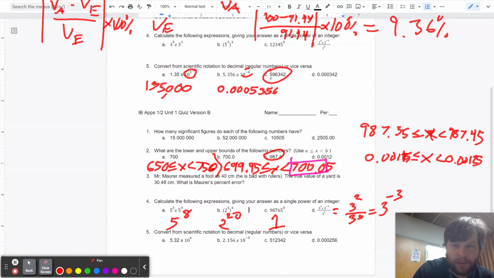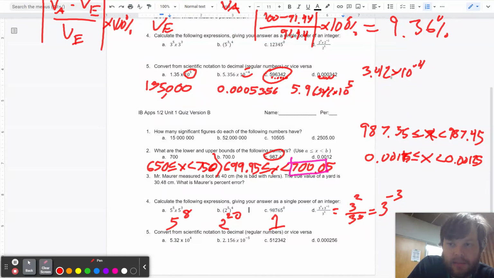When I'm converting the other way, I want to put the decimal right there. That looks like it needed to be moved 1, 2, 3, 4, 5 spots. So I write 5.96342 times 10 to the 5th, right? 1, 2, 3, 4, 5. And last one, need to move it 1, 2, 3, 4 spots, but it's a small number. So I write 3.42 times 10 to the negative 4.